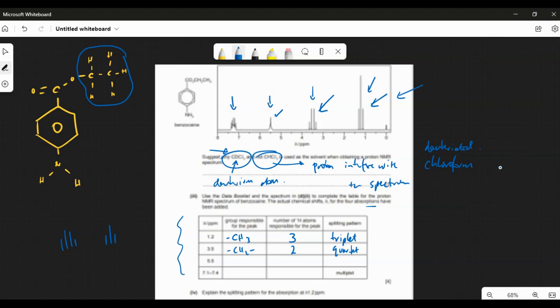5.5 is this one. Well, it's a singlet, isn't it? And the only singlet I can see is the NH2 protons. So this is going to be NH2. There's 2 protons, and that is a singlet.